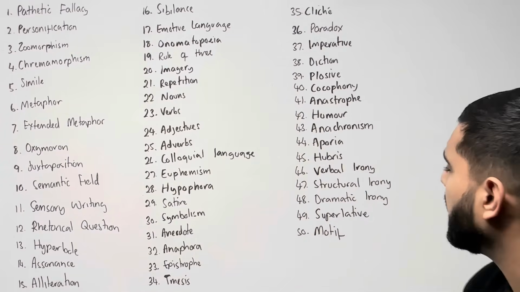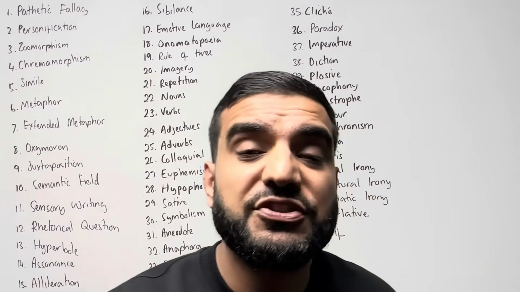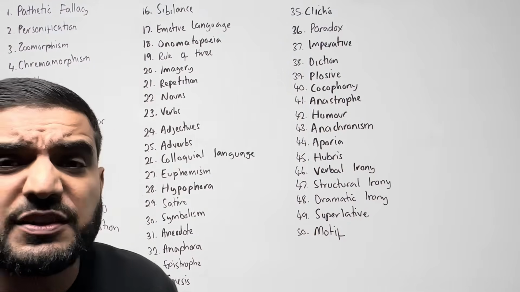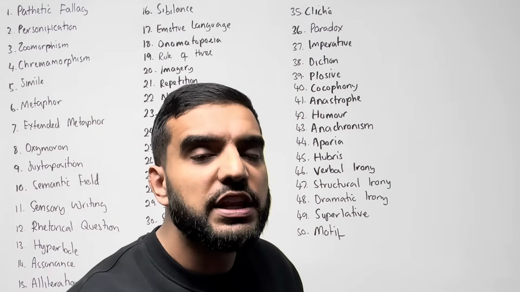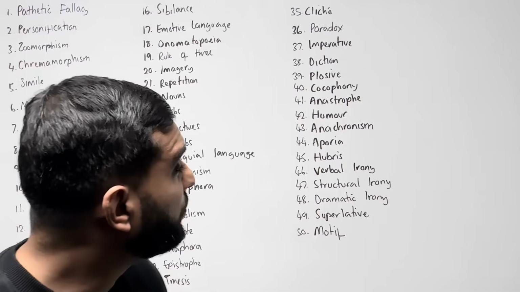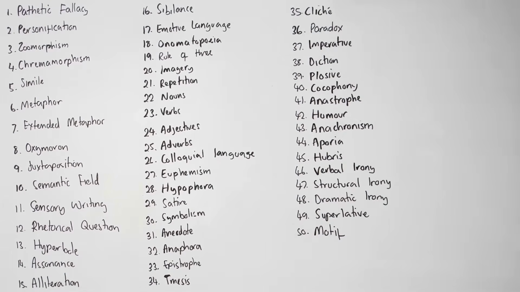Where am I, guys? We have aporia. Aporia is when the speaker expresses doubt in their writing. Number 45, guys, we have hubris. Now, this is when a character is overly confident. They're a little bit arrogant. And then we have 46, 47, and 48. I've divided irony into 3 different ones.